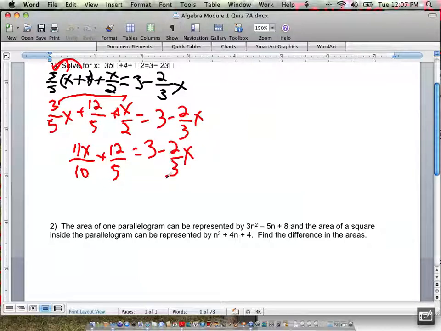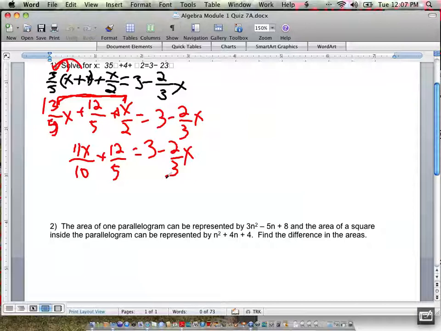Okay? So again, I didn't touch the 12/5, I didn't touch the 3, I didn't touch the negative 2/3 x. All I did was combine these two. And that's just a matter on your calculator of doing parenthesis 3 divided by 5 parenthesis, plus parenthesis 1 divided by 2 parenthesis. It will tell you math, enter, enter. It will say 11 over 10.